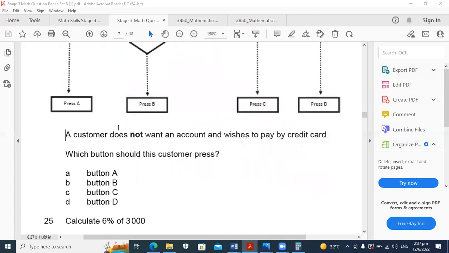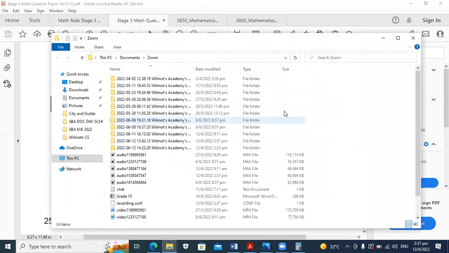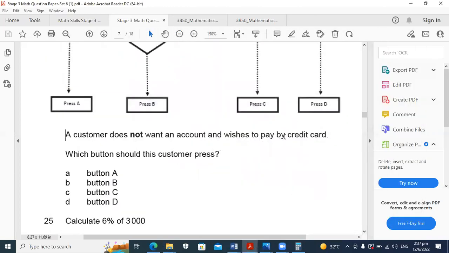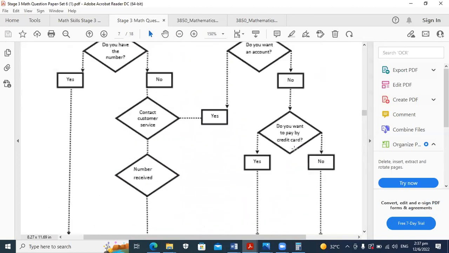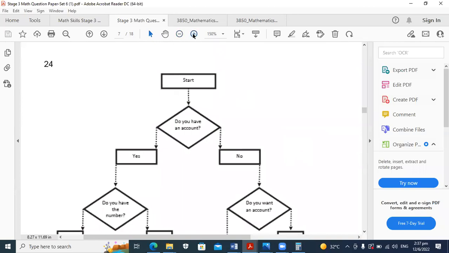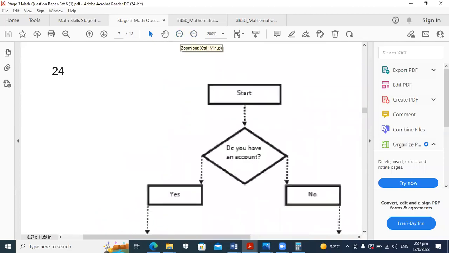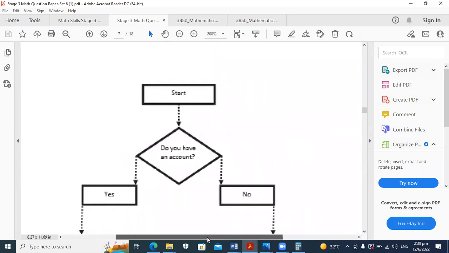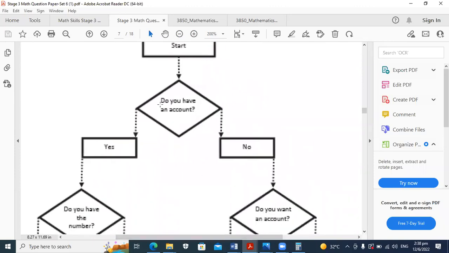All right, so guess what? A customer does not want an account and wishes to pay by credit card. Let's look at the flow chart now. It's pretty big. So we start. It says, do you have an account? No, we don't want an account, we don't have an account. Let's go to the right.